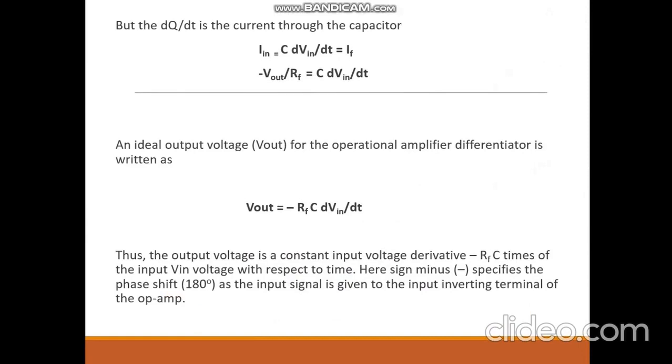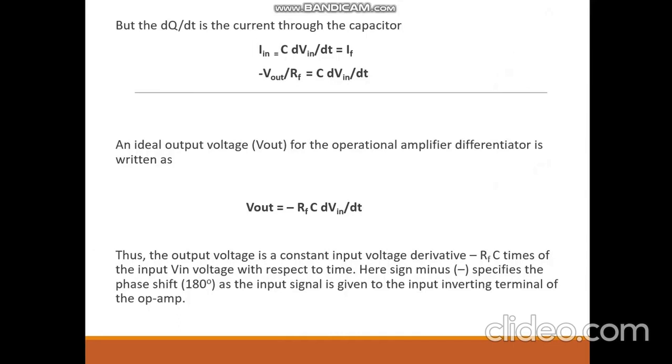So dq by dt is equal to C into dV in by dt. But dq by dt is the current through the capacitor. Therefore, In is equal to C into dV in by dt, which is equal to If. So minus V out upon Rf is nothing but If. Equating these equations, we write minus V out upon Rf is equal to C into dV in by dt. Now after rearranging the terms, we find V out is equal to minus RfC dV in by dt.